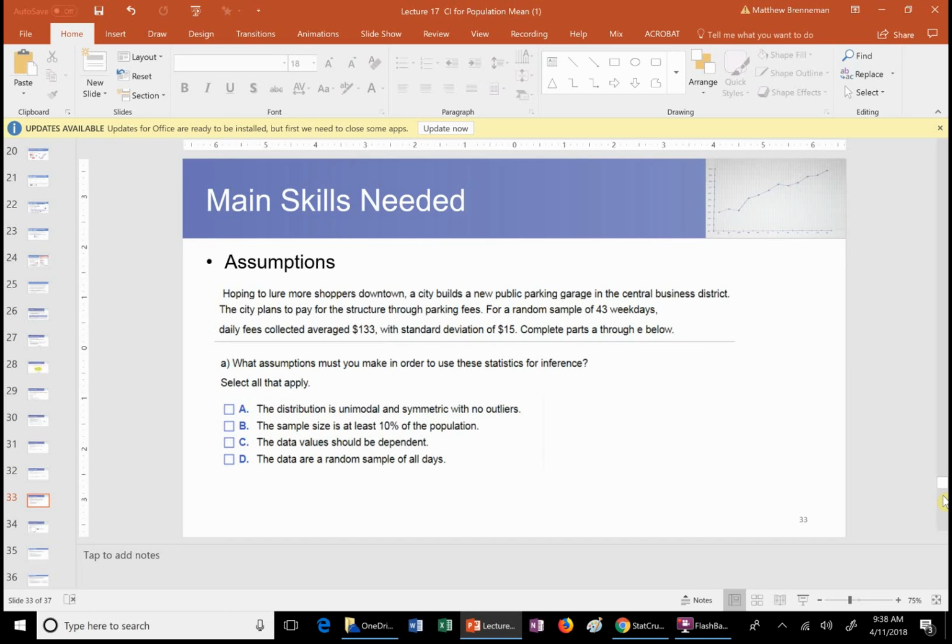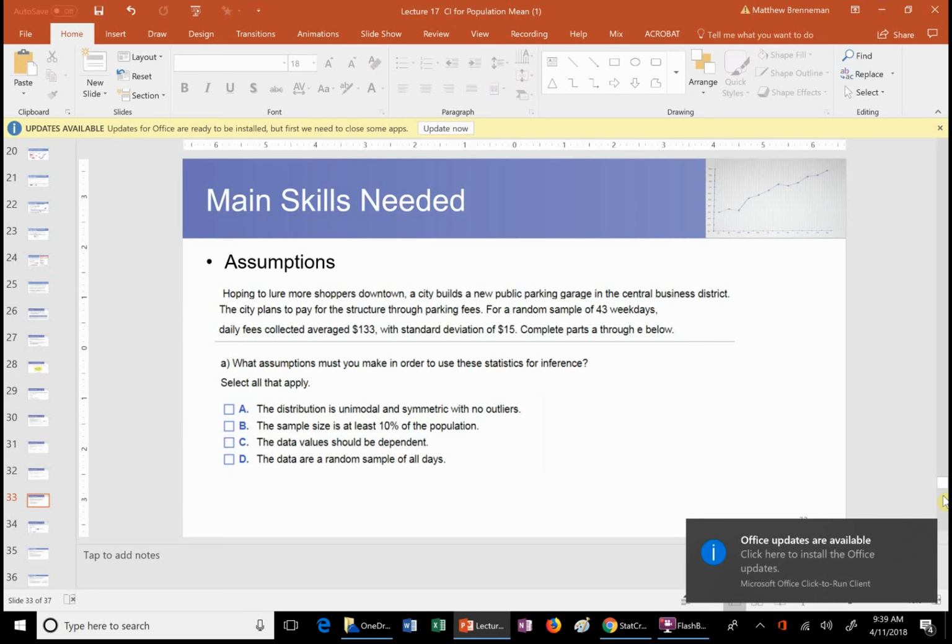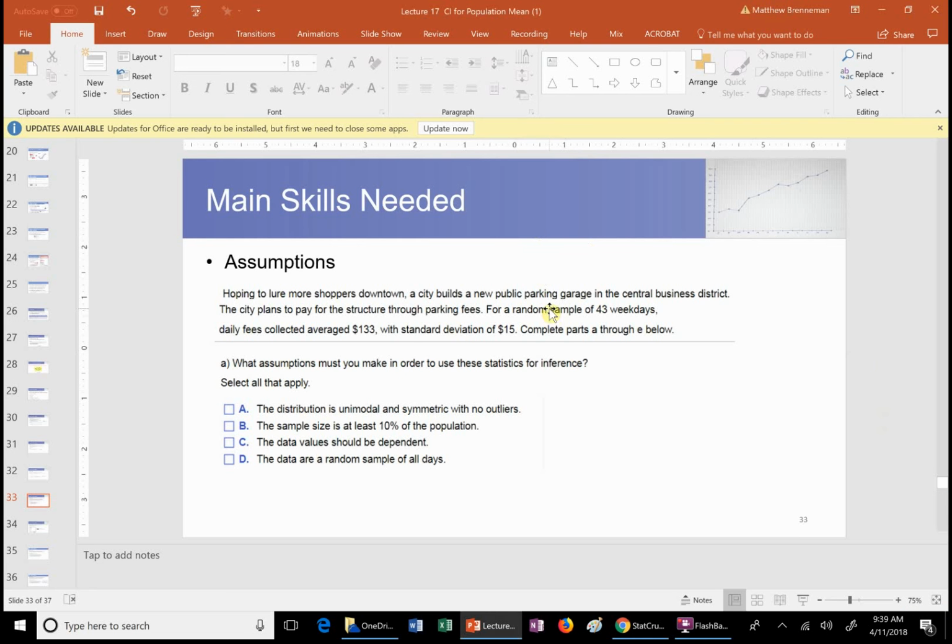So hoping to lure more shoppers downtown, the city builds a new public parking garage in the central business district. The city plans to pay for the structure through parking fees. They take a random sample of 43 workdays. So right here, I know that this is my sample size, 43. And the daily fees collected averaged 133. This is my sample mean. This is the average. And the standard deviation is 15. And this is a sample standard deviation because it comes from the sample.